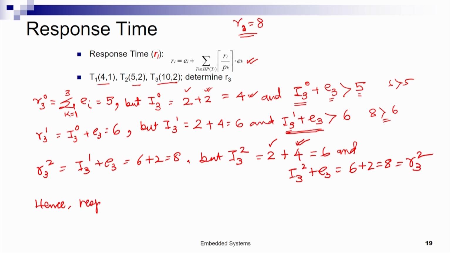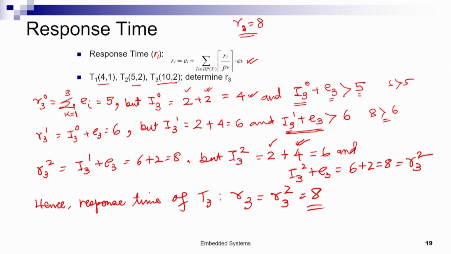Hence, the response time of T3 becomes R3 equals R32 equals 8. Hence, we obtain the response time of R3 as 8. This we already saw when we ran the schedule on the Gantt chart. So we saw that the response time of task 3 is 8, and we can see that this response time is less than its period, which is 10.